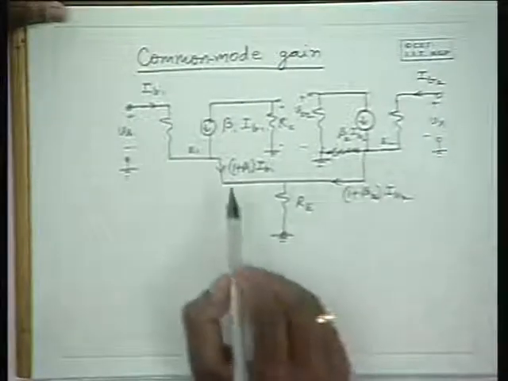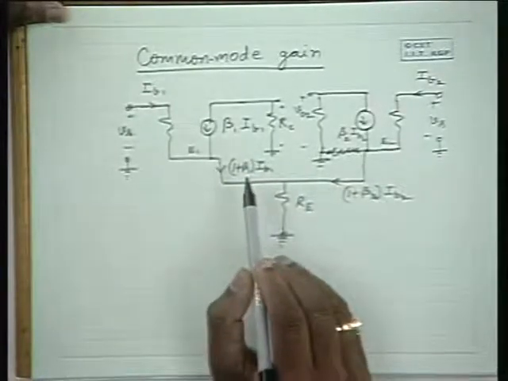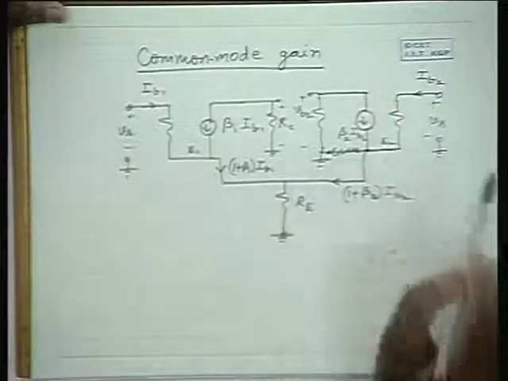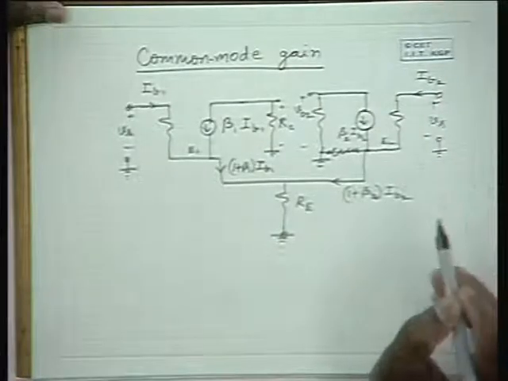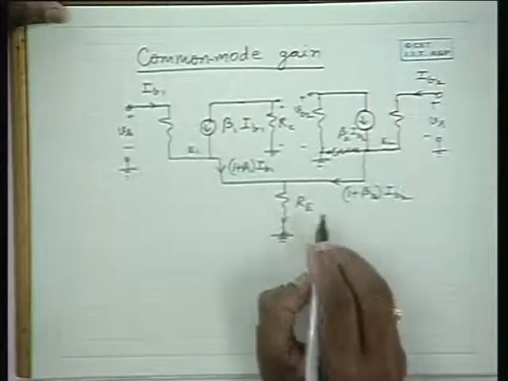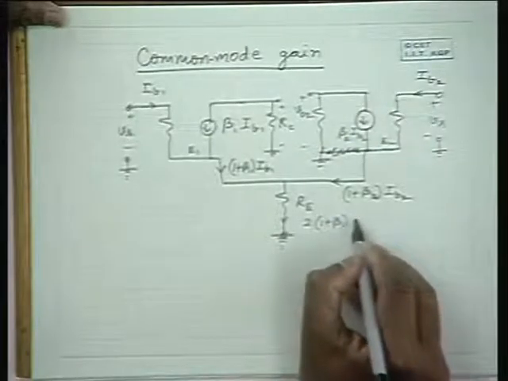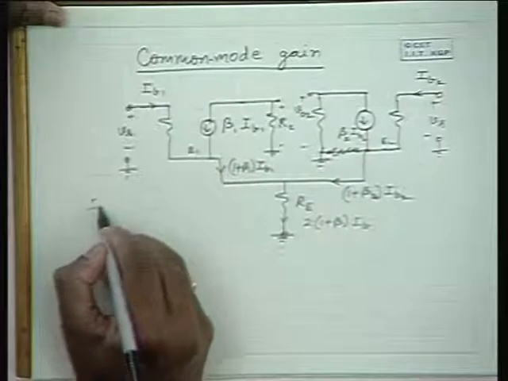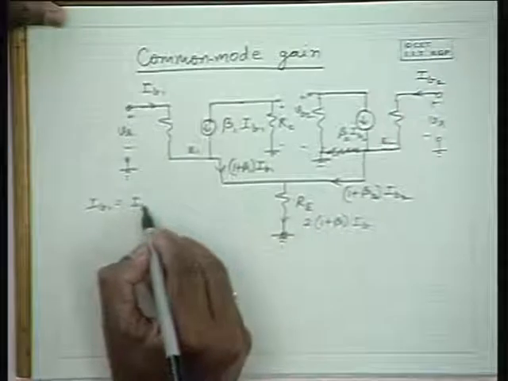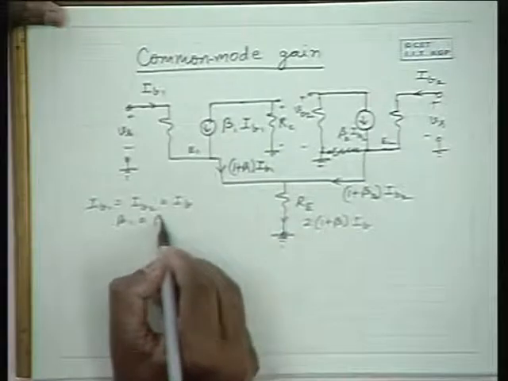Now, when beta 1 is equal to beta 2, that means when the transistors are identical, and IB1 is equal to IB2 when the signal is the same, the current flowing through Re is equal to 2 into 1 plus beta into IB. I am assuming that both the transistors are identical, in which case IB1 is equal to IB2 is equal to IB, and beta 1 is equal to beta 2 is equal to beta.